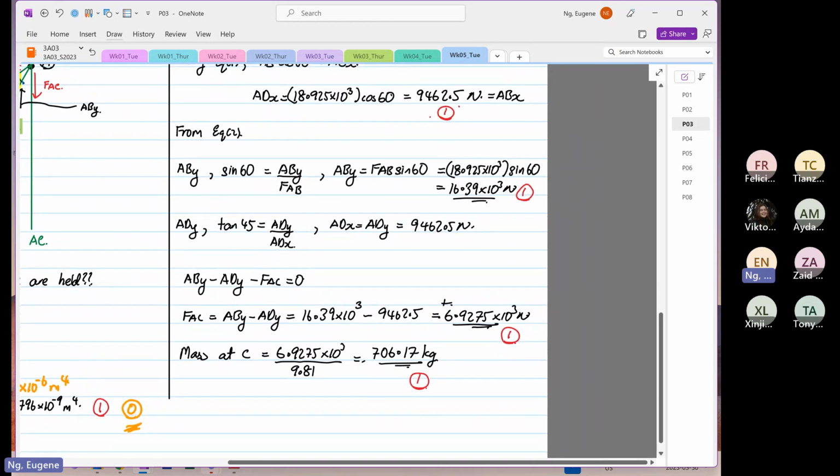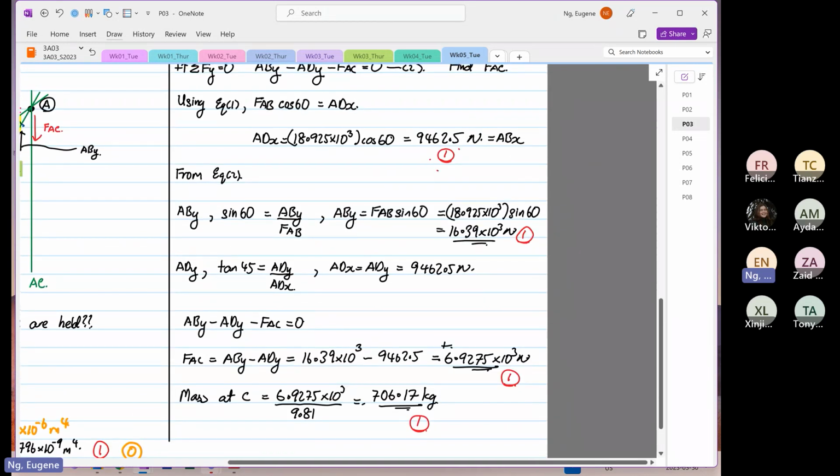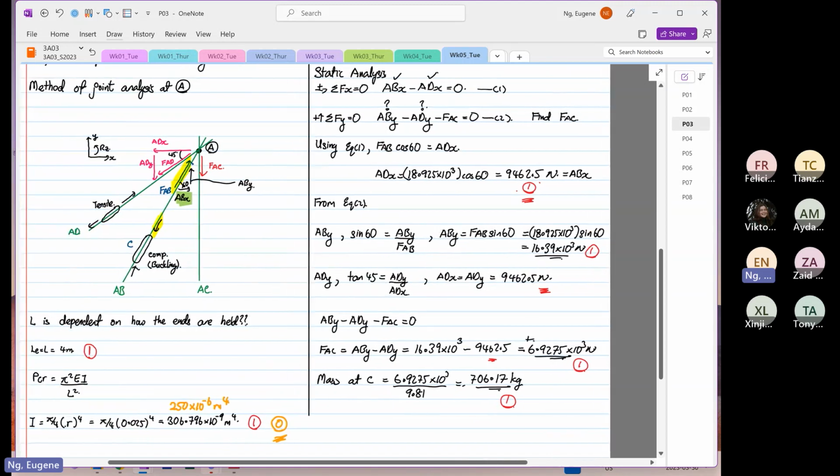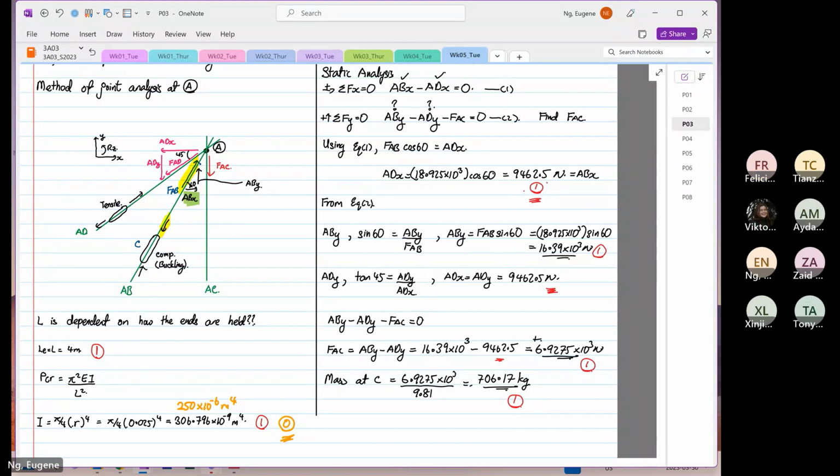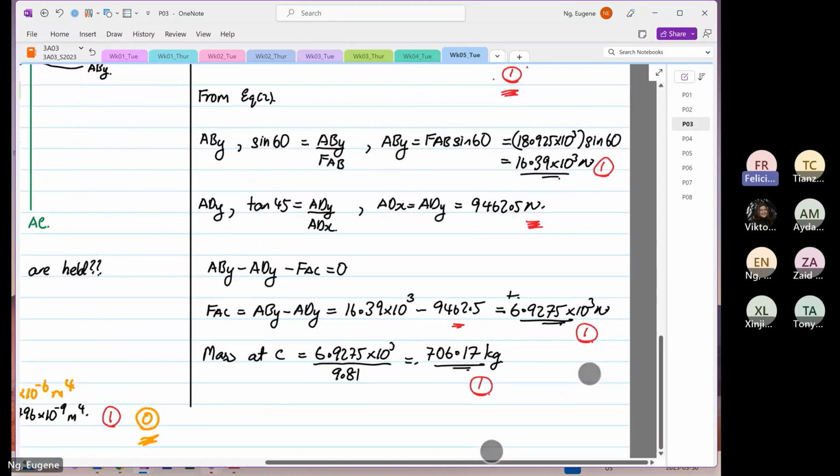So again, let's say if this value is wrong, 9462.5 is wrong. What will happen? It will affect this number and this number, so we will mark accordingly, like what I've shown you. Any questions regarding the marking scheme or revision for centric buckling? Anyone, please? I have a question just about rounding. Do you want us to round to a certain number of significant figures?